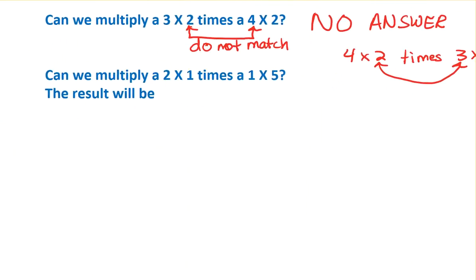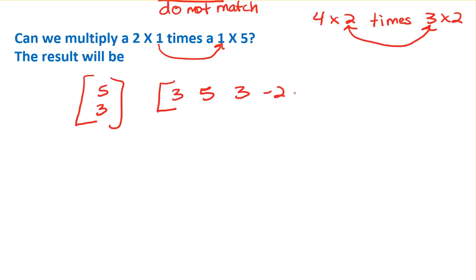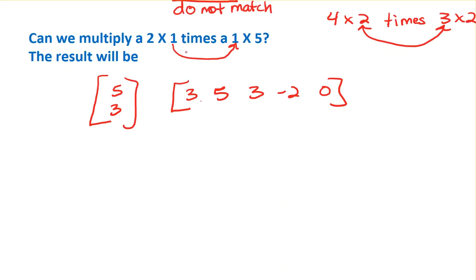All right, so one last question here. Can we multiply a 2 by 1? Remember what a 2 by 1 would look like? A 2 by 1 would look like 2 rows but only 1 column. Could we multiply that by a 1 by 5? That would look like 1 row but 5 columns. So can you see that we wouldn't be able to pair up vertically and horizontally?